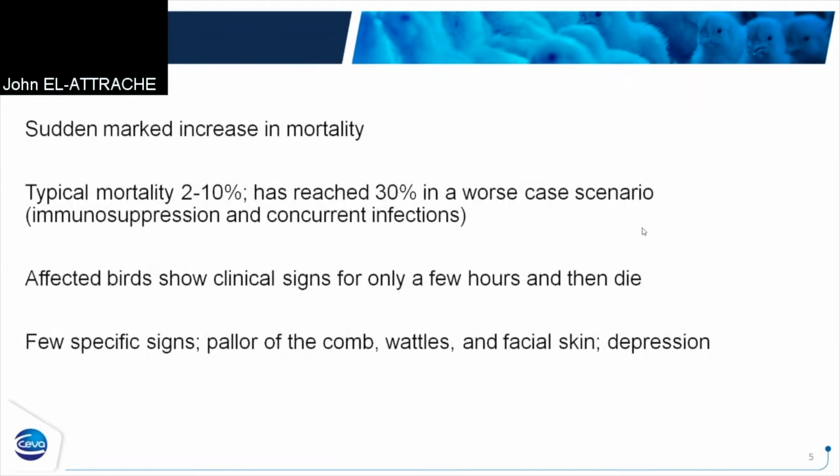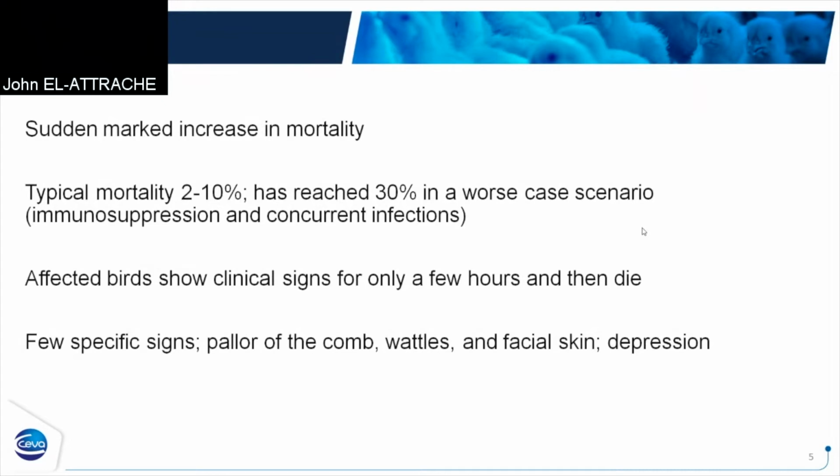The clinical signs, as mentioned, it's a really sudden marked increase in mortality. Typical mortality is probably between 2 to 10%. It can be greater. Again, if there's immunosuppression involved, it will be greater. And what's kind of surprising about this is that the window of clinical signs is very small, and then all of a sudden you have dead birds. So opening it up and seeing the livers, the pale kidneys, and so forth is something to be observed once these birds have started dropping after minimal clinical signs.